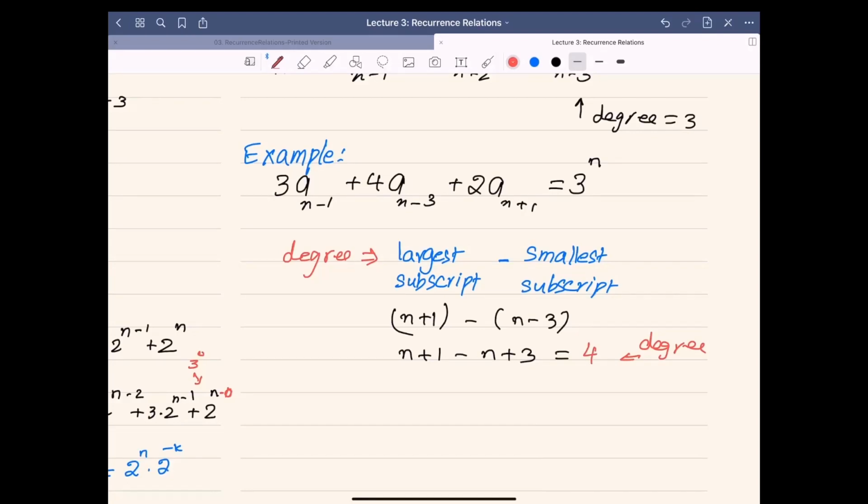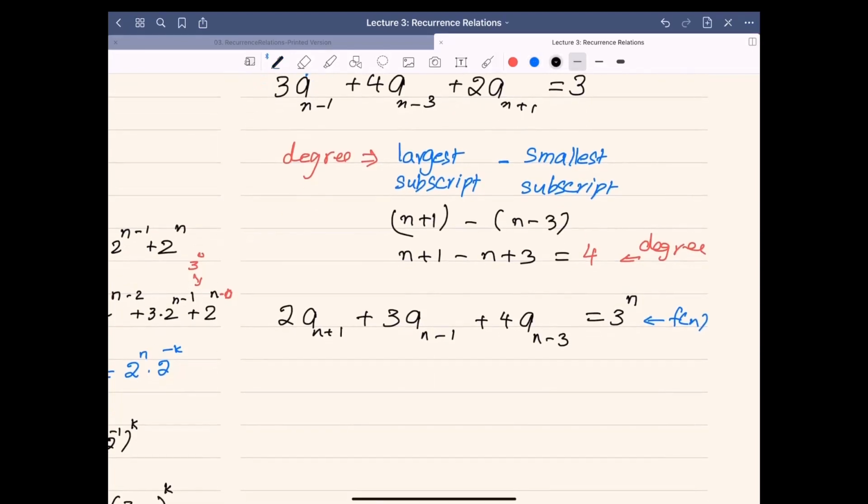Now, how to arrange it so that the first term starts from a_n. You order the terms according to their subscripts. The largest is 2a_{n+1}. What comes next is n minus 1, so it will be 3a_{n-1}. What comes next is 4a_{n-3}. It's equal to 3 to the power n. So this is f(n) as a function of n.